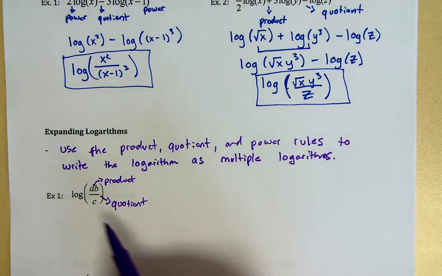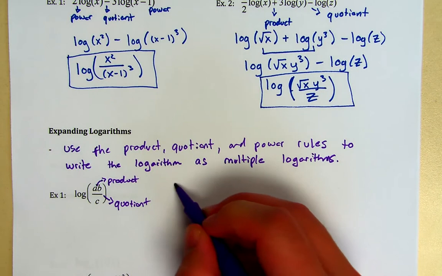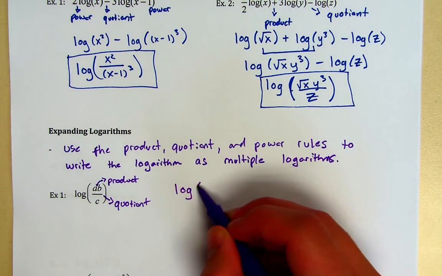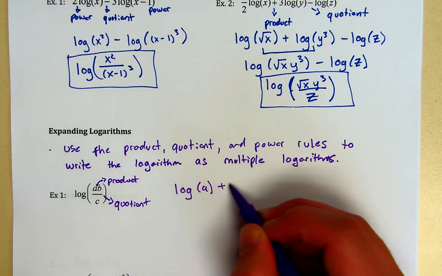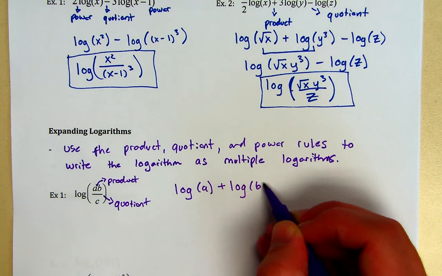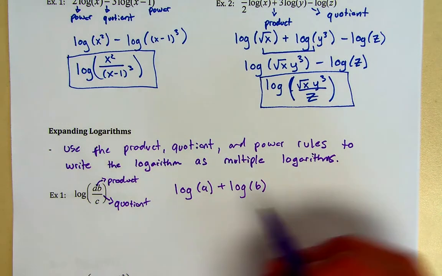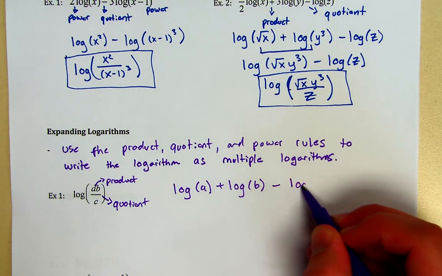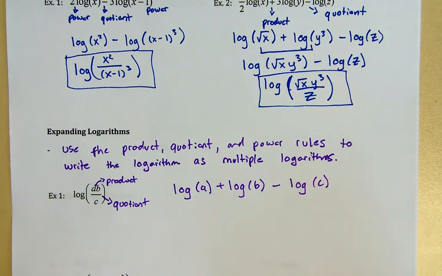So first, let's take the product, so log of A. We know we need to add it to log of B. To get the quotient, I need to subtract the logarithm of C. Putting it all together, there we go, we've expanded, nothing else can go.